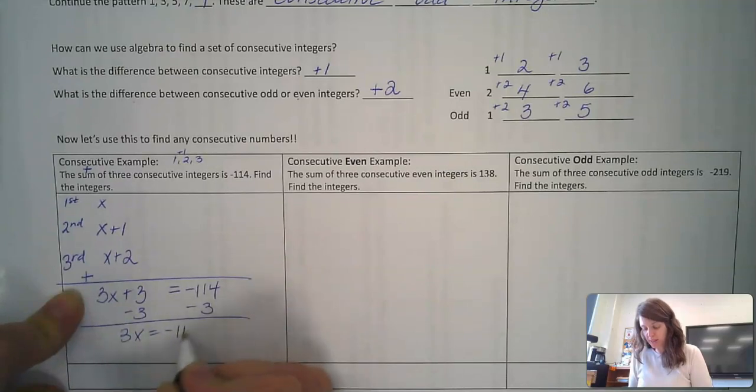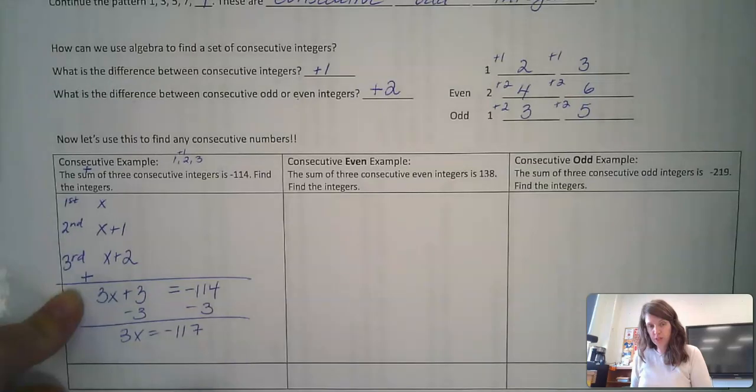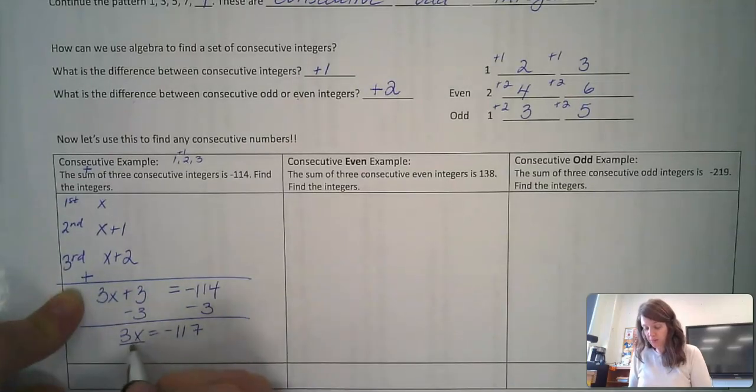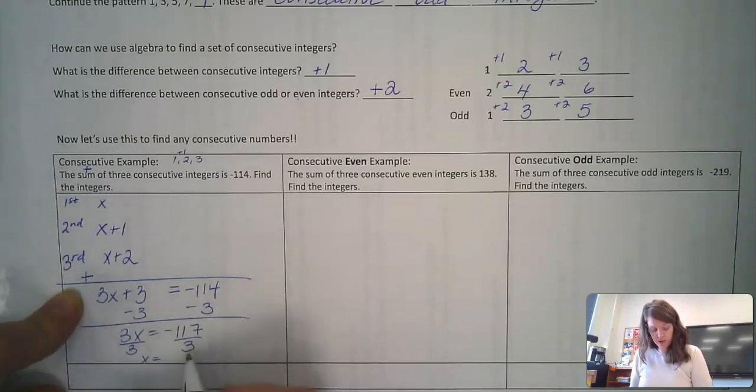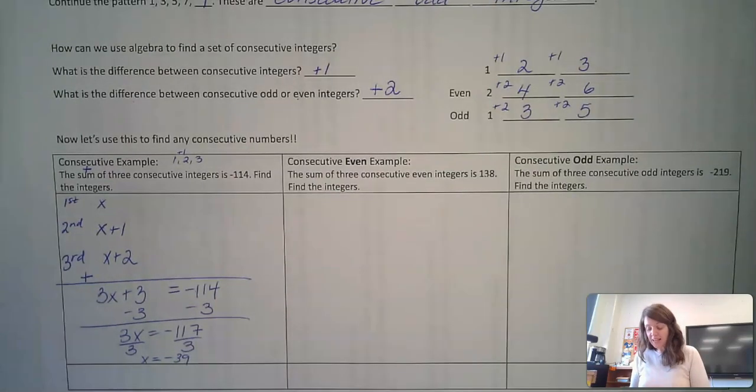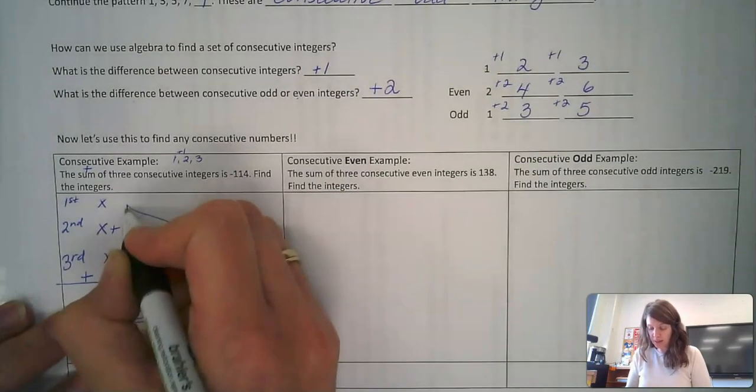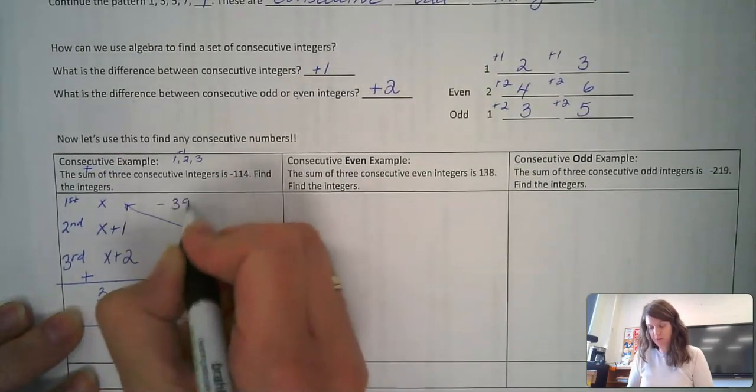Be careful when you're subtracting negatives. Negative 114 minus 3 is going to be negative 117, and then we're dividing by 3. So we get x is equal to negative 117 divided by 3, which is negative 39. And so that is the first number. Negative 39 is my first number.